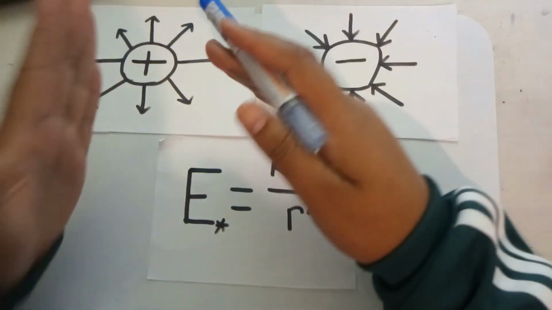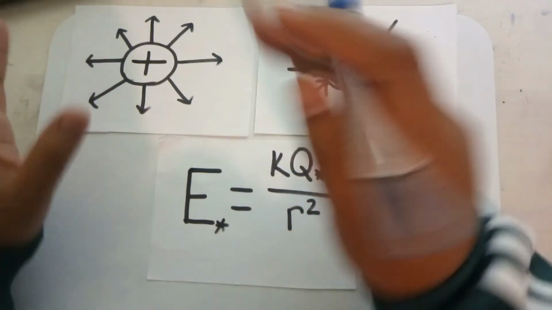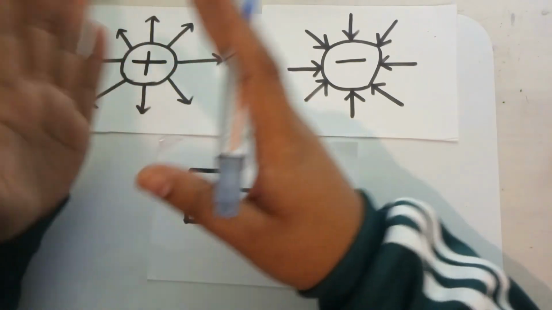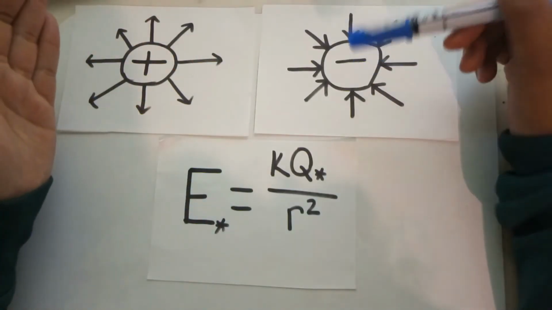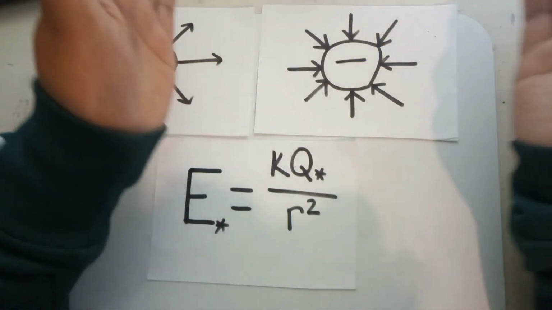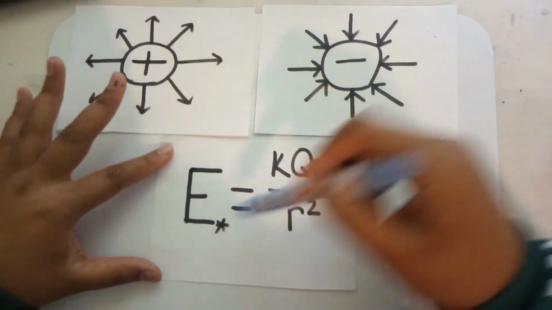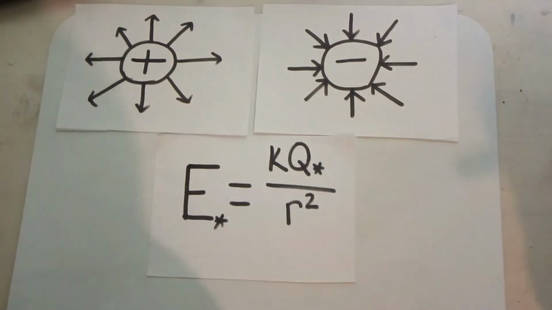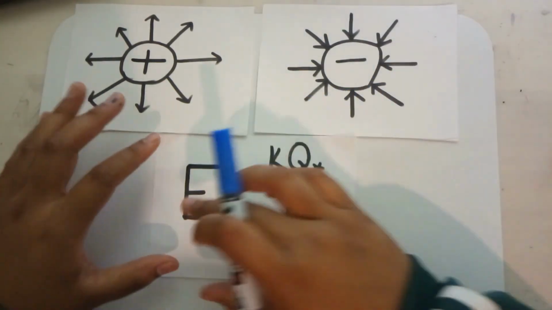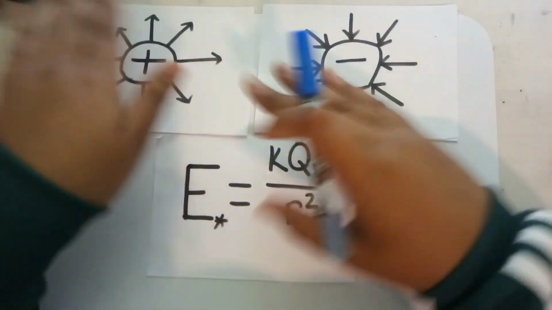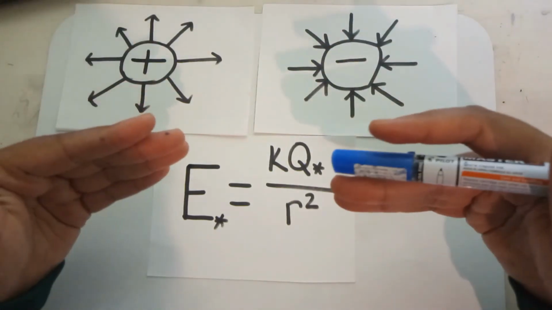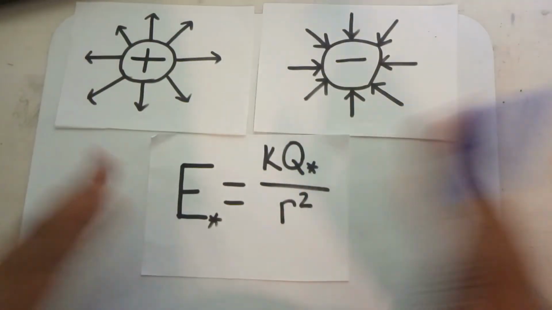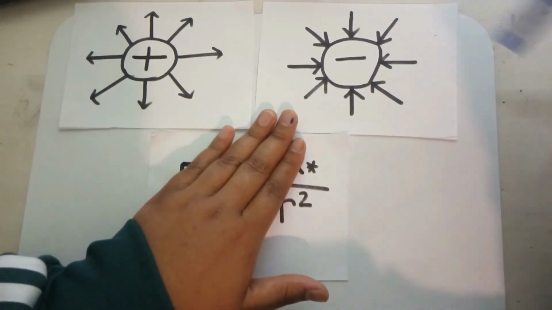Number one, if you have a field generated by a positive charge, the direction of the field will be outwards. If you have a field generated by a negative charge, the direction of that field will be towards the negative charge. And I put these asterisks here as subscripts in the equation, just to remind you that this equation is specific to whatever charge you're talking about, and that the net field, you will add them or subtract them based on where your point is.